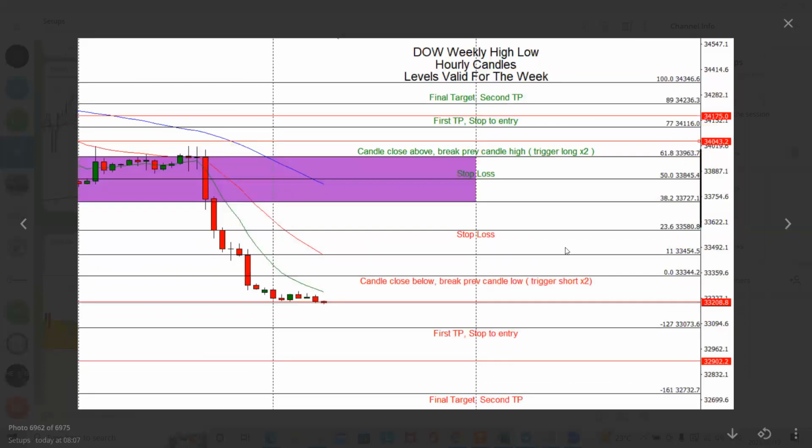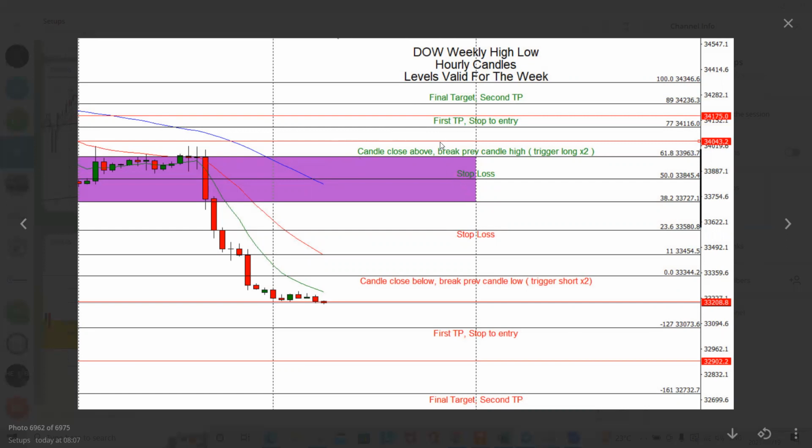On the Dow weekly high-low, currently trend is down. 50 is above 21, above 8. We already did get that trigger short last night. So for now, the only additional trigger is a trigger for long. So 8 needs to cross 21 to the upside, and with that, a candle close above the 61.8. Break previous candle high to aim for the 77 first TP, 89 second TP, and stop loss being at 50.